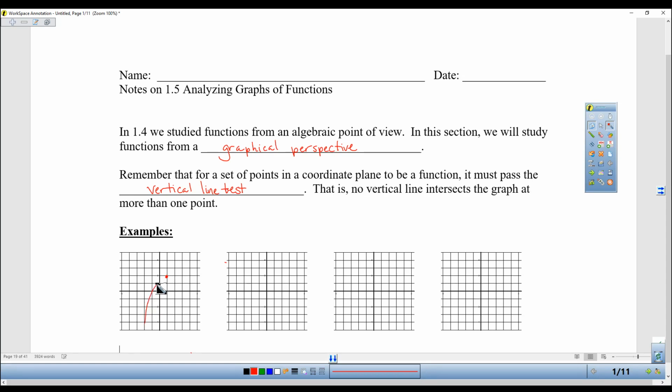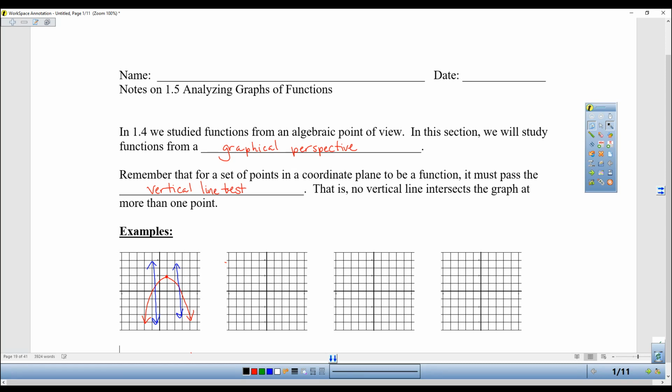Let's say I had a downward parabola like that. You don't have to draw it exactly like mine, just any downward parabola. No matter where I draw a vertical line, I'm only going to hit one point. So a parabola is a function. It passes the vertical line test.